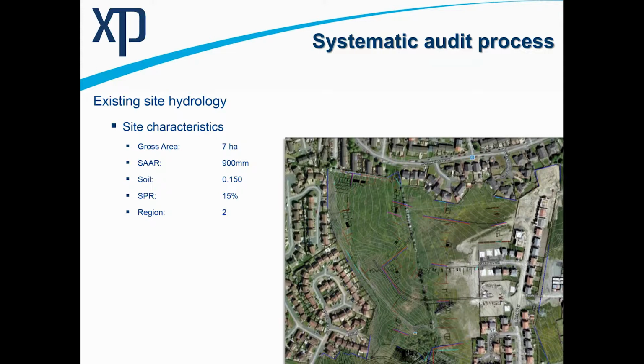So the runoff that would be generated, the standard percentage runoff from the site, from the Greenfield, is about 15%. And it's located in region number 2.